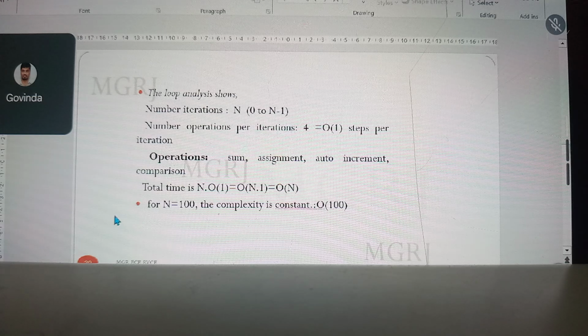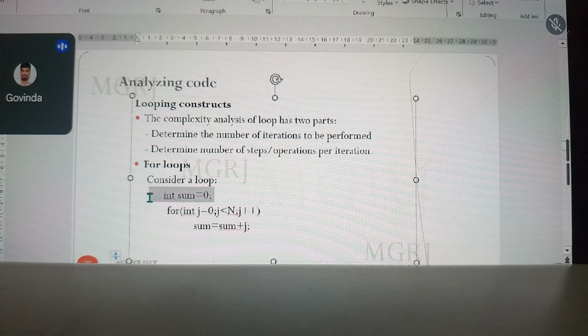So if you analyze the complexity of this function, what is it? This is a constant time operation, executed once. The comparison will execute n times, and the increment will execute n times. So this is 1, this is n plus 1, and this is 2n. If all are put together, it is 4n plus 1.